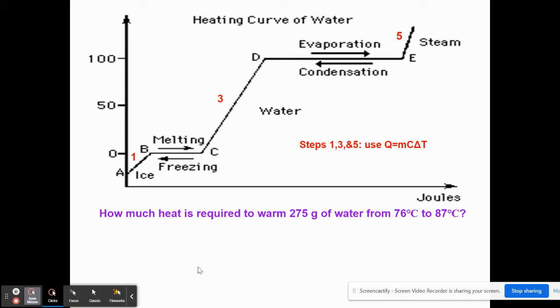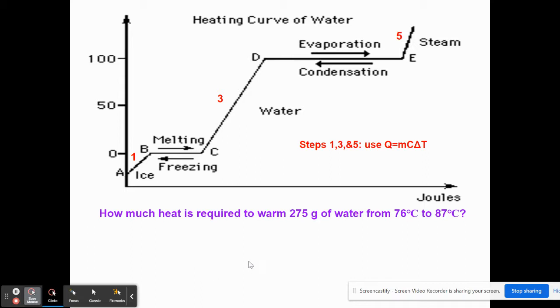So you already have your chart written down, numbered where everything is and what the steps and formulas are that you're going to use for steps 1, 3, and 5. You should write this problem down right now. Pause it, write that down. All right, once you have the problem down, you go back to the heating curve and plot where you're starting and where you're going to.